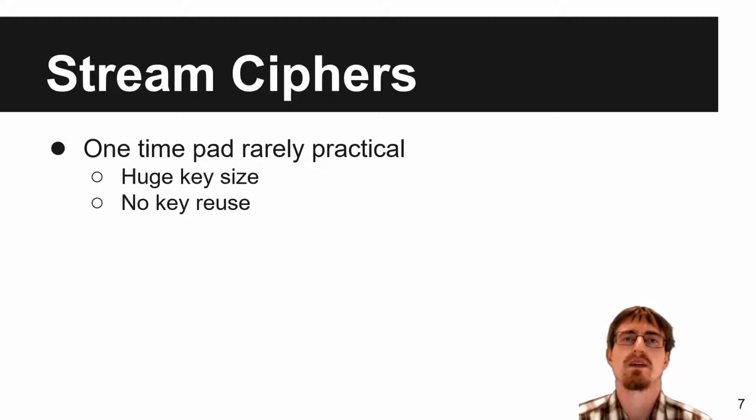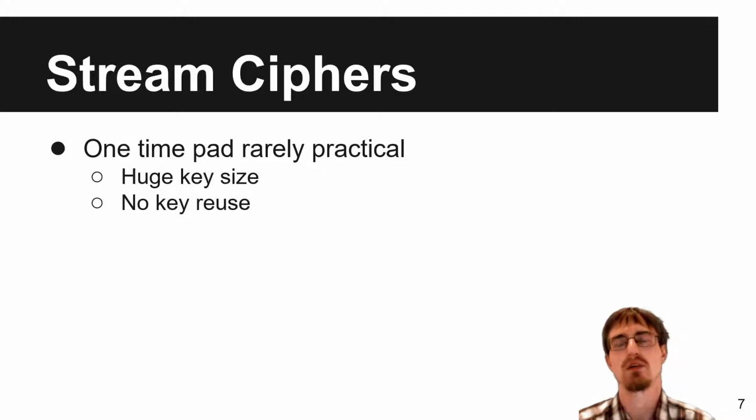Unfortunately, the one-time pad isn't really practical. Because the key must be as large as the message, the key size tends to be huge compared to other algorithms, and moreover, we cannot reuse the keys. So we must find a way to share these huge keys between the parties without sending them over the network. And this is super impractical. It's something we can't really do in practice.